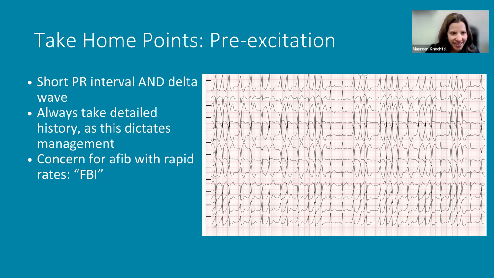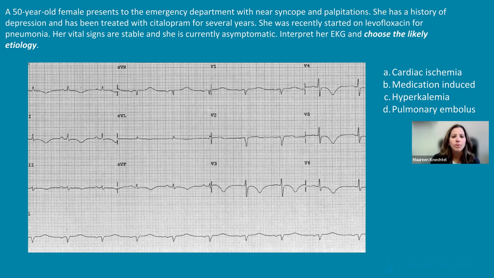Okay, move on to our next case. 50-year-old female with near syncope and palpitations. She's got depression on citalopram, recently started on levofloxacin for pneumonia, and she's currently asymptomatic with stable vital signs. So think about what is going on based on that whole clinical picture. What is going on and why? Why do we think her EKG looks this way?